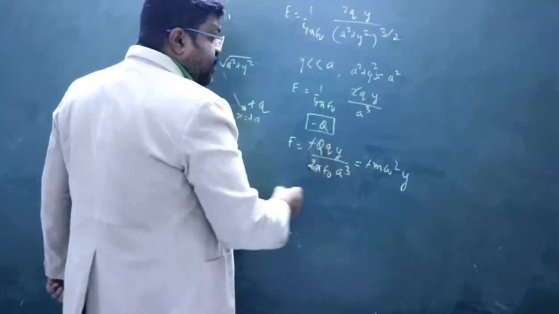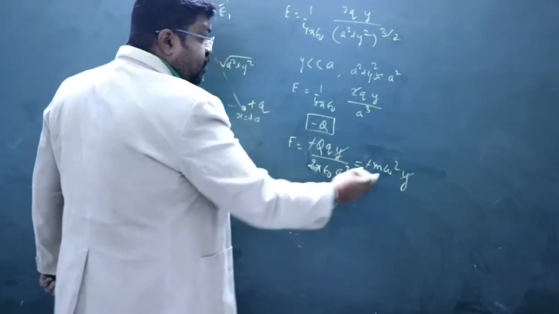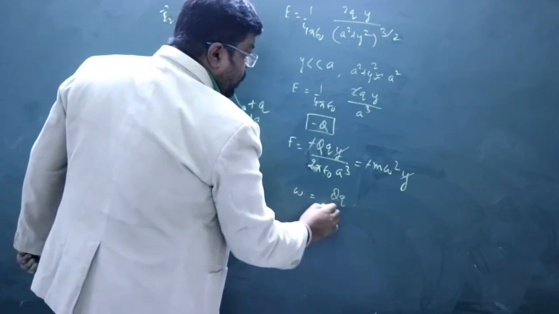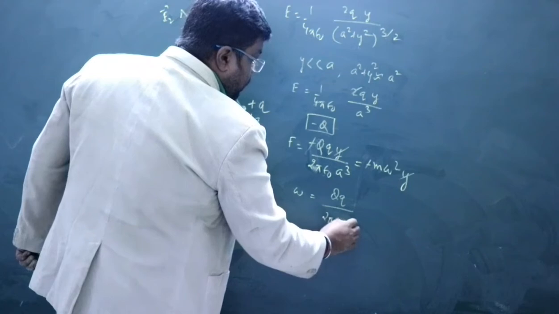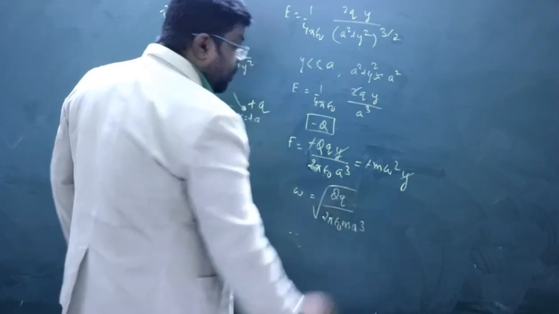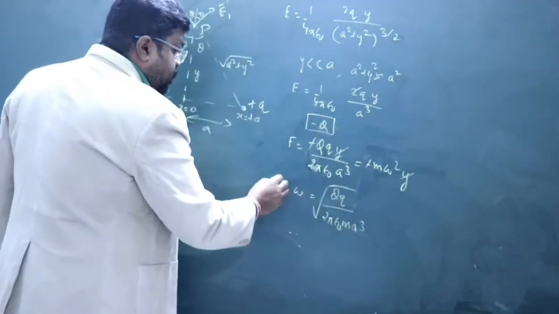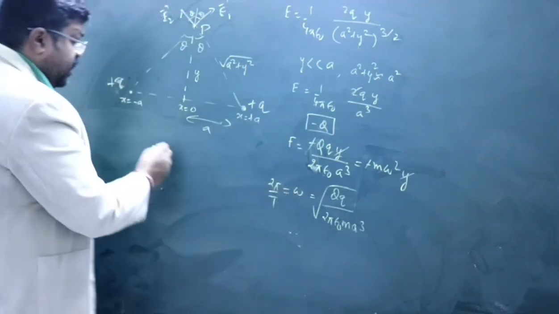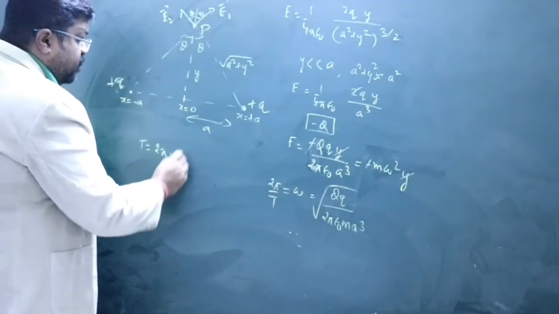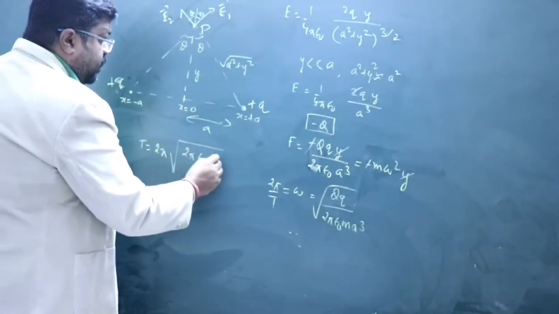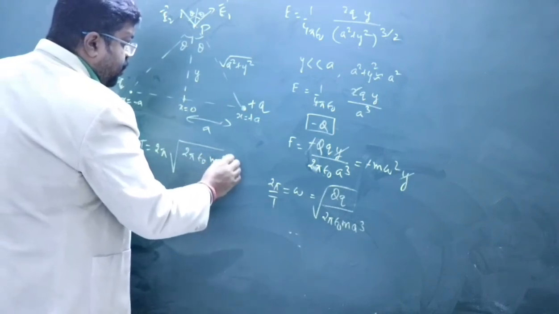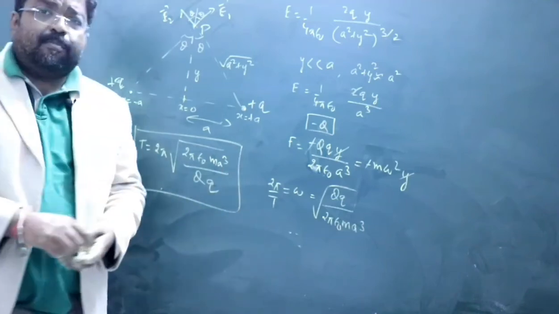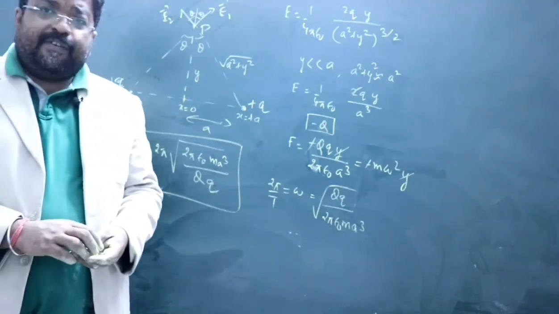So the minus signs cancel out, the y's cancel out. So omega is the square root of qq divided by twice pi epsilon naught m a cube. Now we know that omega is twice pi by T, where T is the period of oscillation. So T is equal to twice pi times the square root of twice pi epsilon naught m a cube divided by q square. So this is the expression for the period of oscillation of the negative charge.